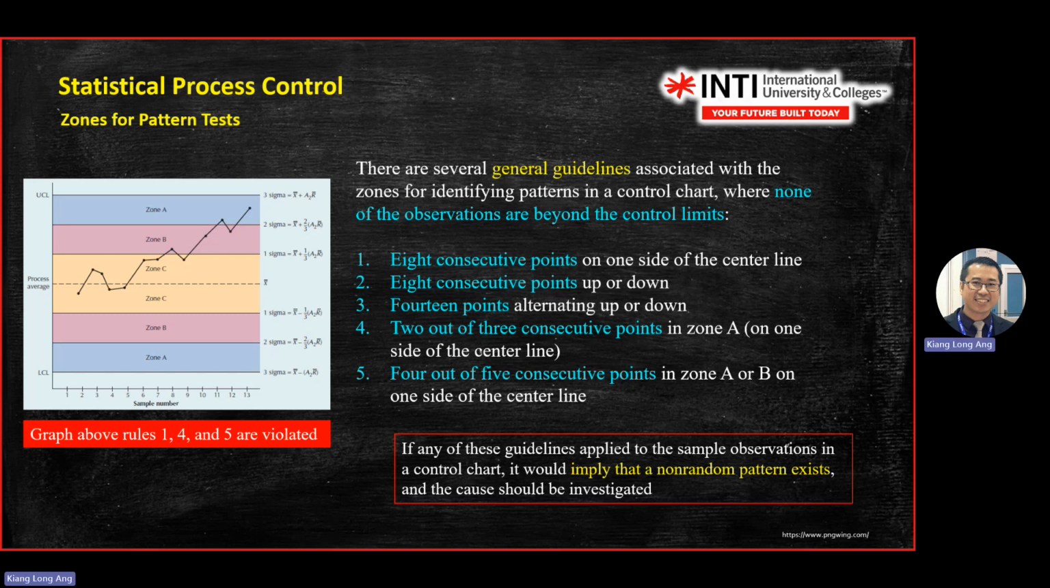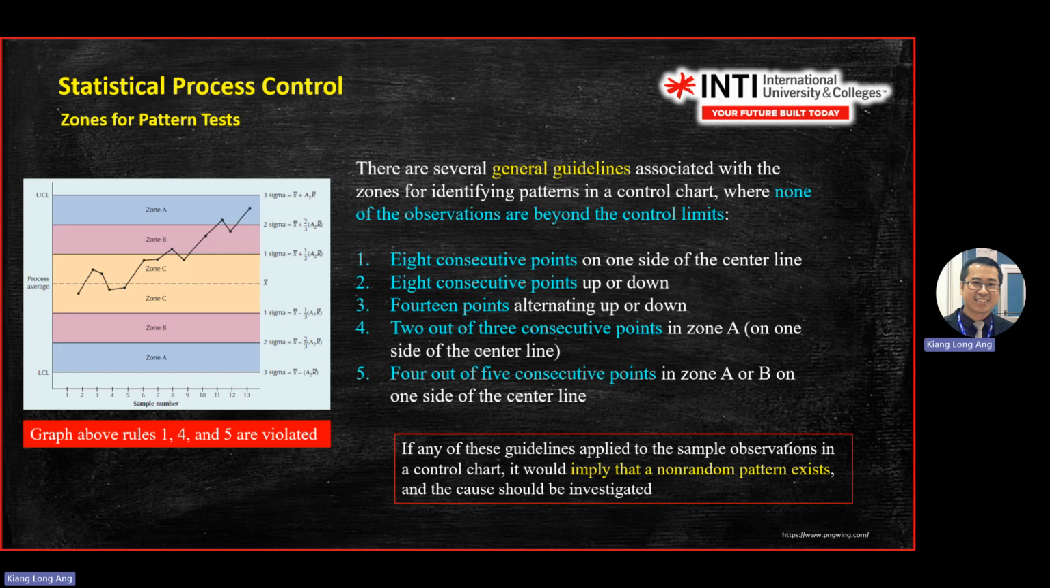Number 1 is what? 8 consecutive points on one side. You count 1, 2, 3, 4, 5, 6, 7, 8, more than 8. So it violates rule number 1. Number 4, 3 out of 3 consecutive in zone A. Zone A here. So 1, 2, 3. 3 out in zone A. So it's considered out, non-random.